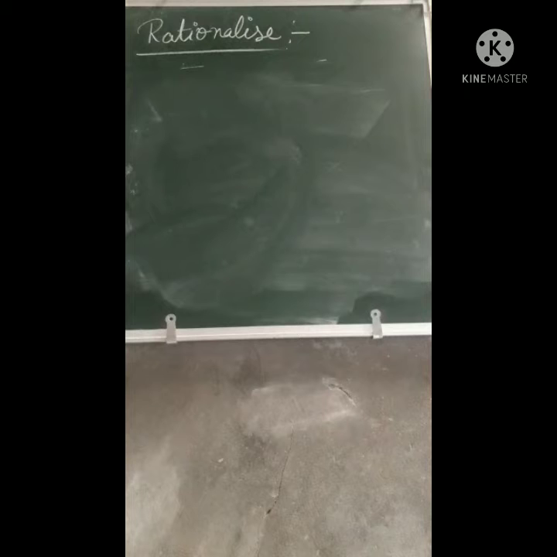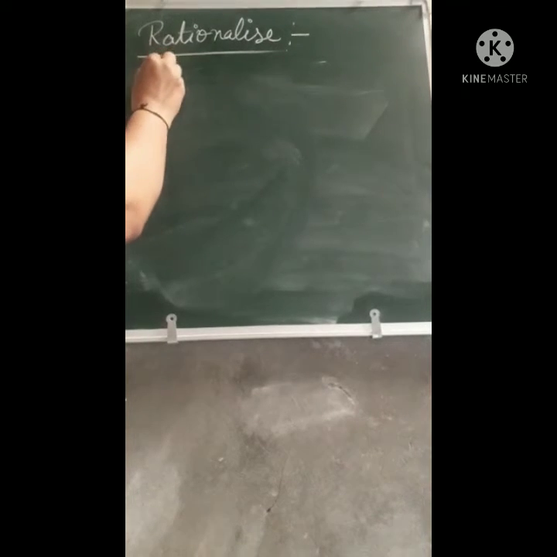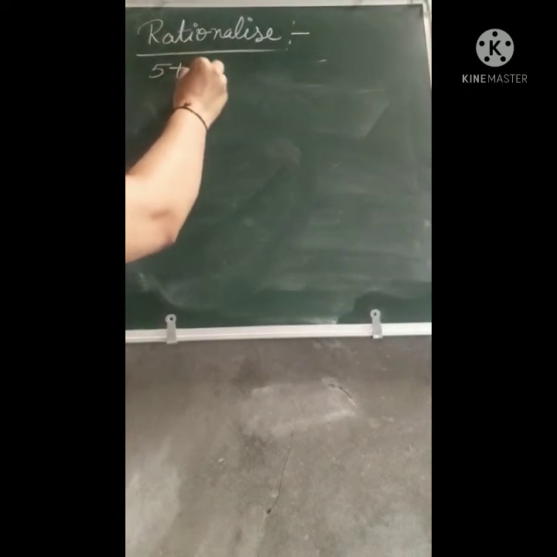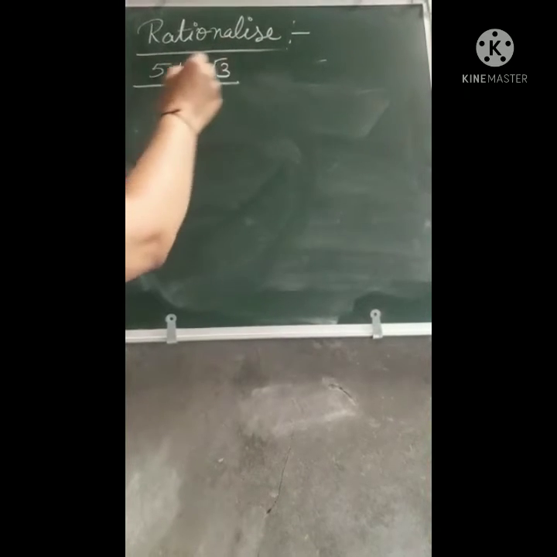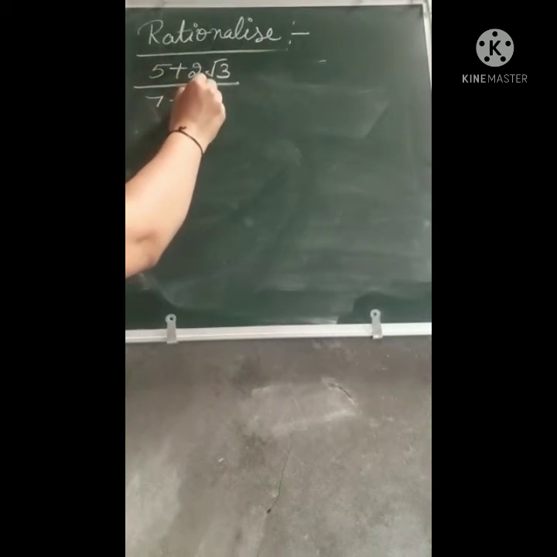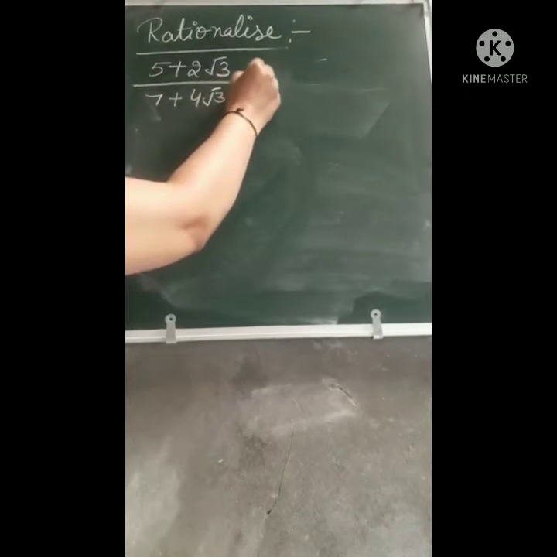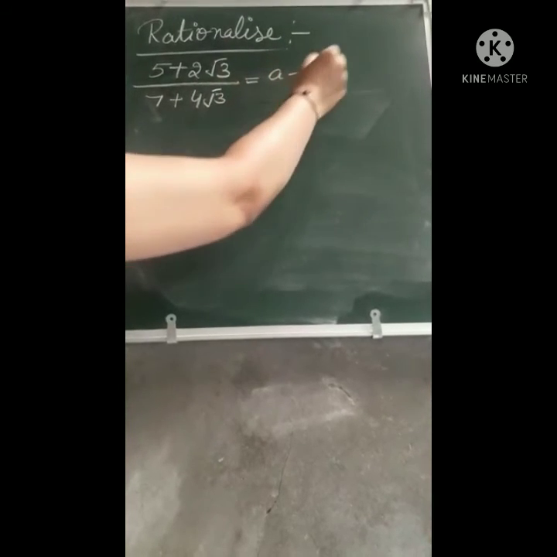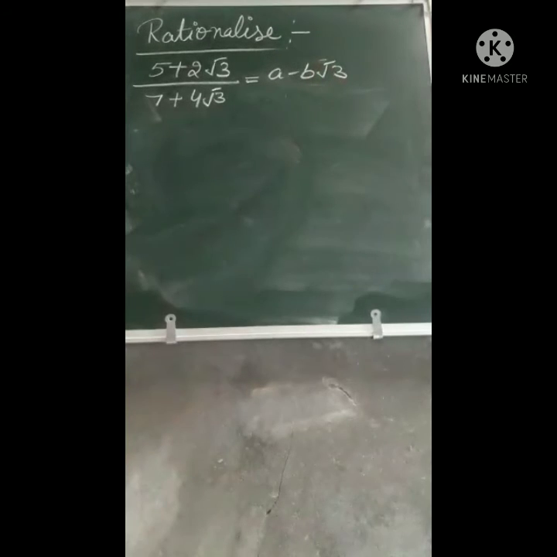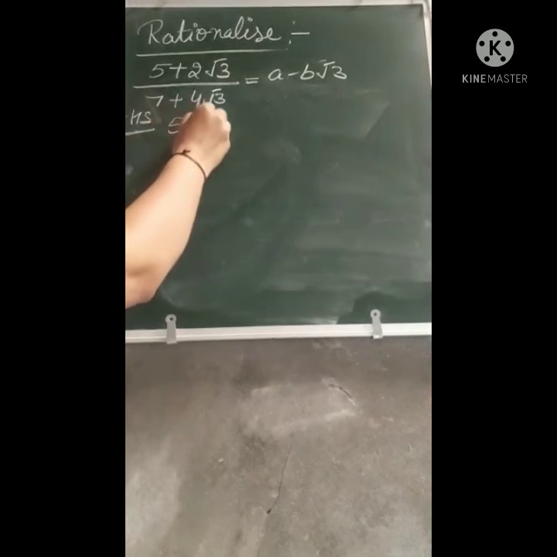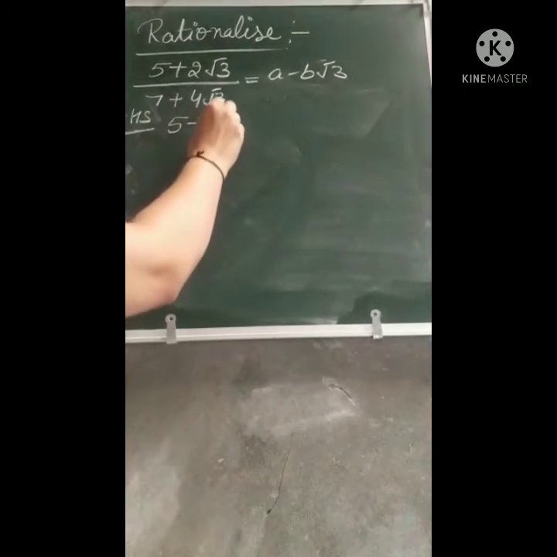Now the next level of the sum, quite different. In this sum they have given 5 plus 2 under root 3 over 7 plus 4 under root 3 equals a minus b root 3, and we have to find the values of a and b. So what do we have to do? Firstly, we have to simplify the left hand side. So we are just using the left hand side and doing the rationalizing.